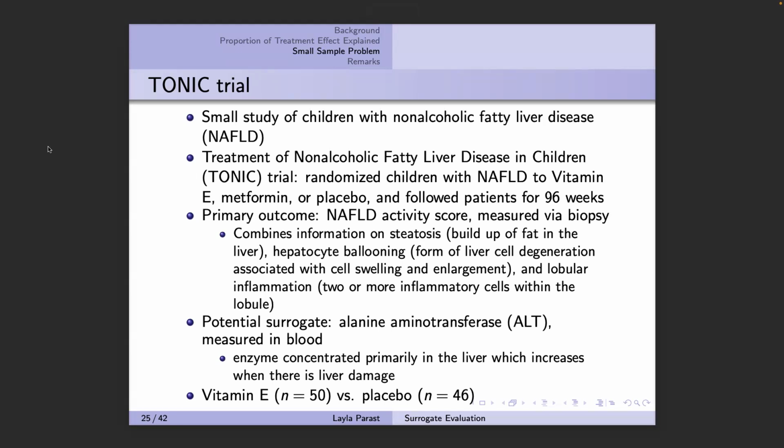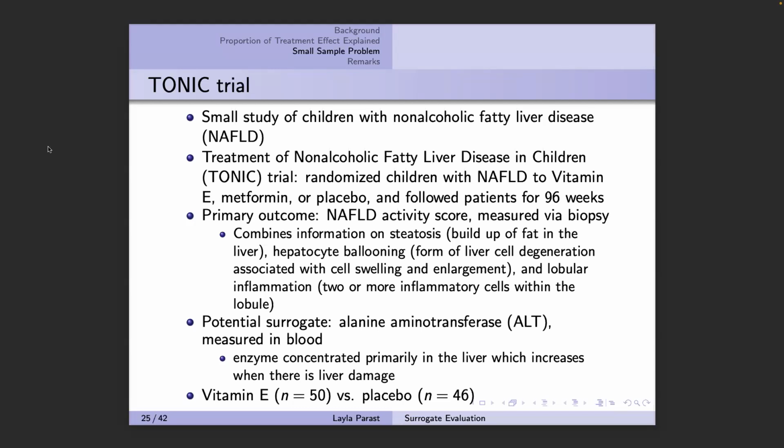The primary outcome is called the NAFLD activity score. It's measured via biopsy, and it combines information on things that I can't pronounce, like buildup of fat in the liver and lobular inflammation. And the potential surrogate is ALT, which is measured in the blood. This is an enzyme concentrated primarily in the liver, which increases when there's liver damage.